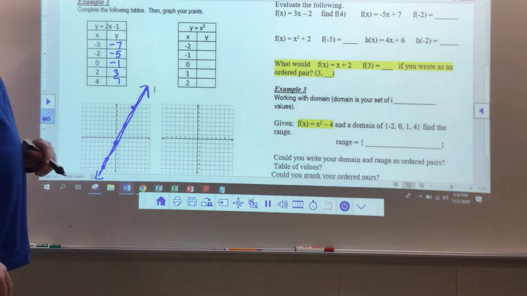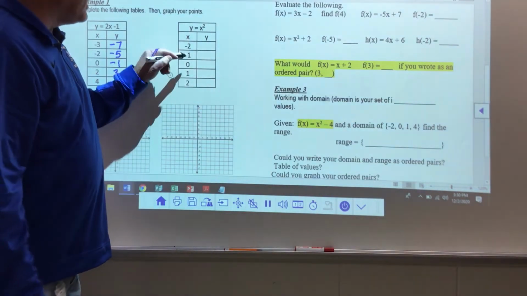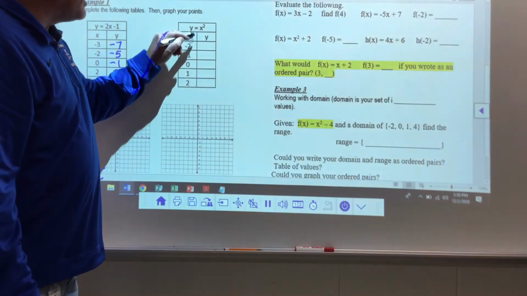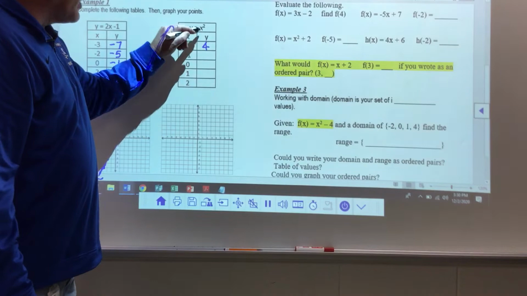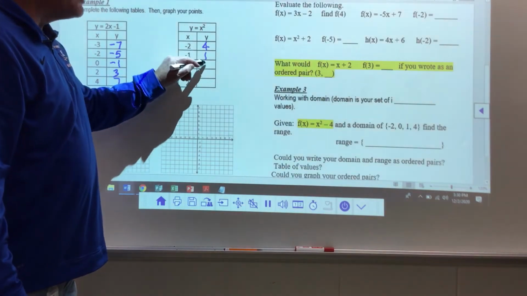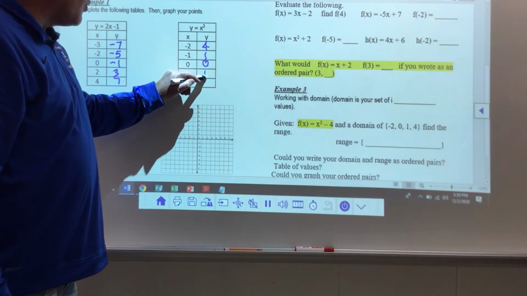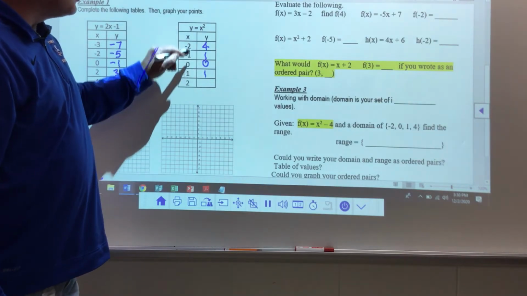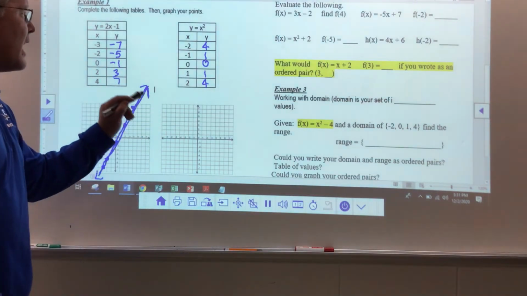Let's look at this function rule here. We have some inputs and outputs going on here, some x's and y's. So if we square -2, we get 4. Square -1, we get 1. Square 0 remains as 0. Square 1, we get 1 again. And 2 squared is 4. So let's graph these real quick.